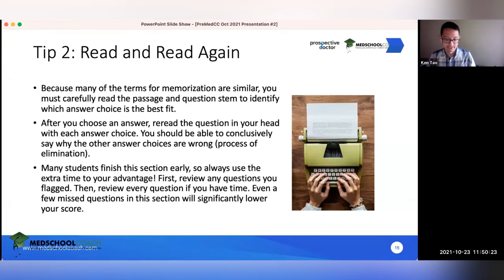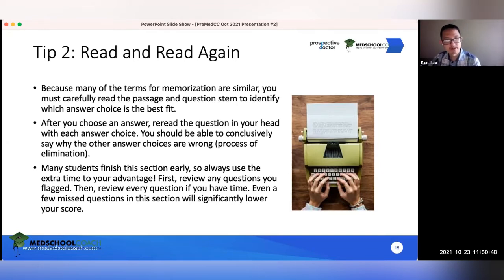Another point I've also said earlier is that a lot of students tend to finish the psychosocial section early. We have to realize this is your MCAT. This is going to give you a score that may very much decide whether or not you get into medical school. If you have extra time on the exam, you should do your best to fully utilize that time.